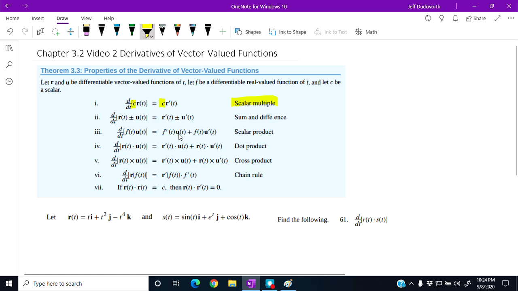Similarly, number 2, if we take the derivative of two different vector valued functions that we're either adding or subtracting, we can just take the sum or difference of those derivatives, and that would be fine. Again, the same thing that you would have done in Calculus 1. The scalar product works like the product rule from Calculus 1.